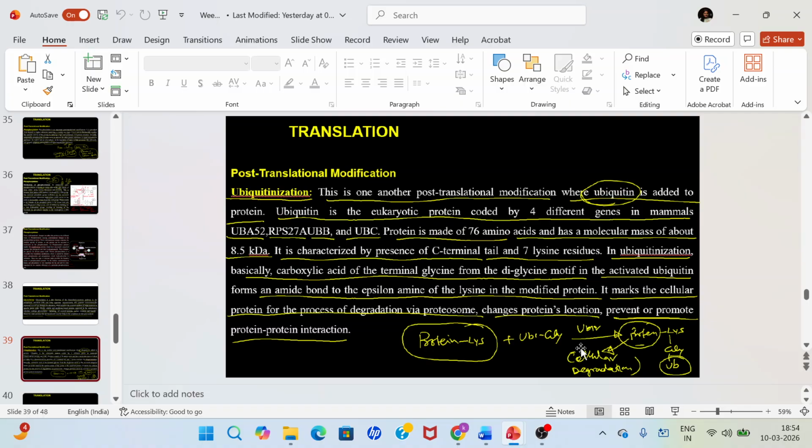Okay, it marks the cellular protein for degradation via proteasomal degradation, changes the protein's location, and prevents or promotes protein-protein interaction. So it can cause these kinds of changes in the protein.